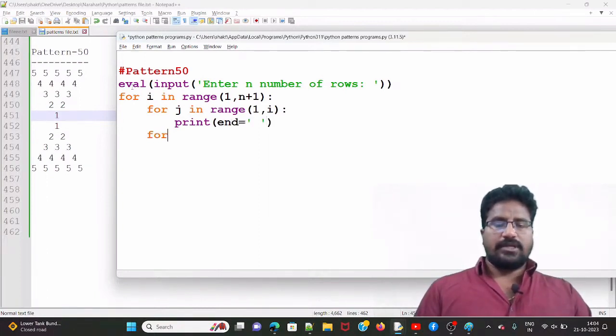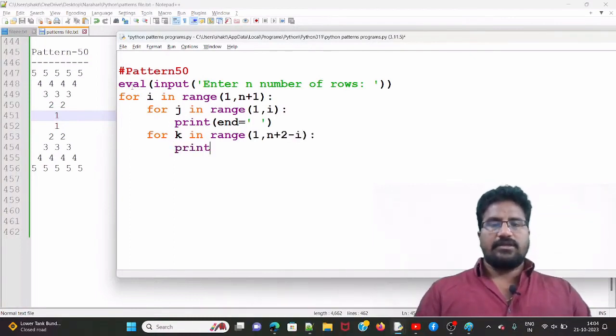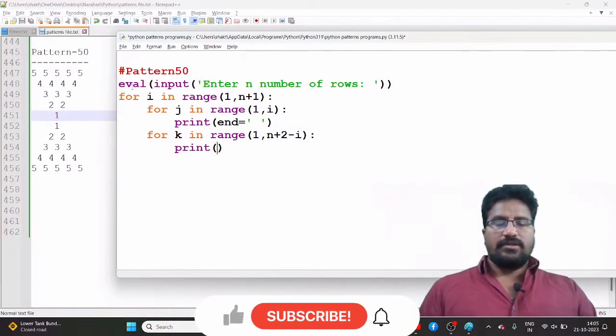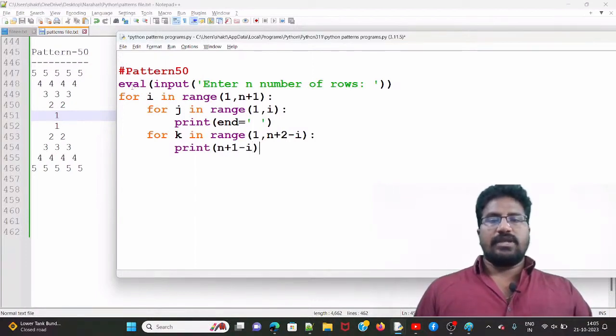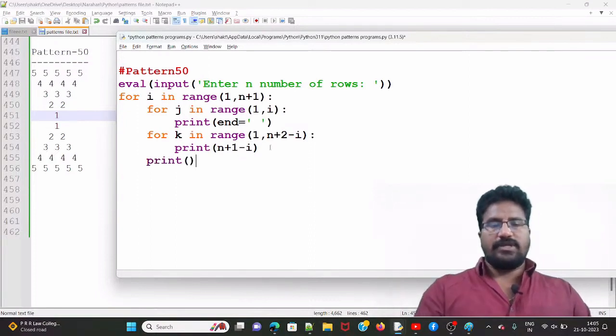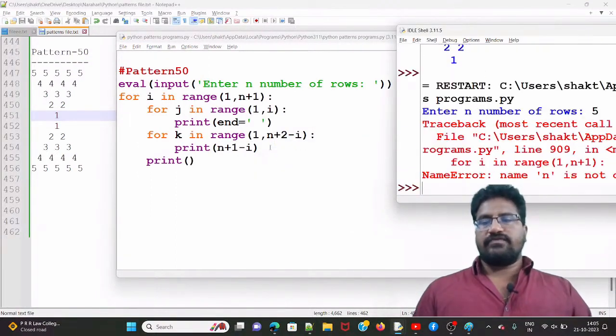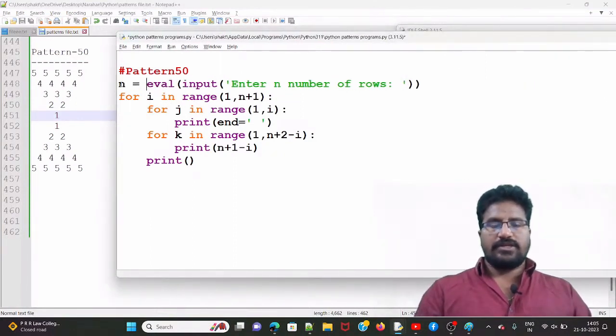Then again k. So k how many times iterating? First 5 times, 4 times, like that, right? 1 to n plus 2 minus I, then print of what? So n means 5 plus 1, 6, 6 minus 1, 5. So 5 displaying. Next when I value 2, then 4 displaying. When I value 3, 3 displaying. When I value 4, 2 displaying, like that, right? Let's make this one. I am giving the 5. N is not defined, sorry. We'll take here n value, right?